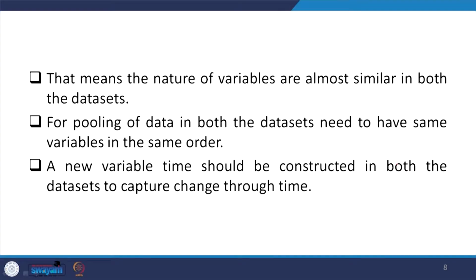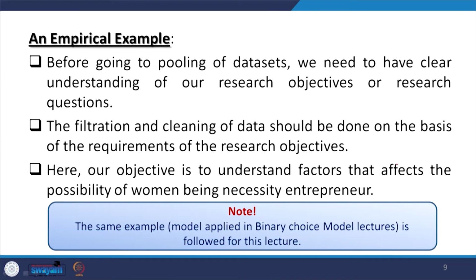And besides that, the 7th round added some extra information. Some of them we discussed earlier in our earlier modules. So, coming to the nature of the variables, as we already discussed, they are similar in both the data sets. So, pooling of data sets especially requires the same variables in almost the same order. The new variable that is created is time, and we wanted to capture the time effect of other variables after pooling the data.